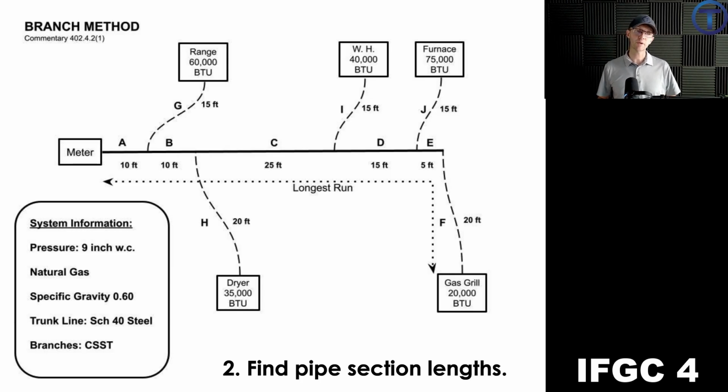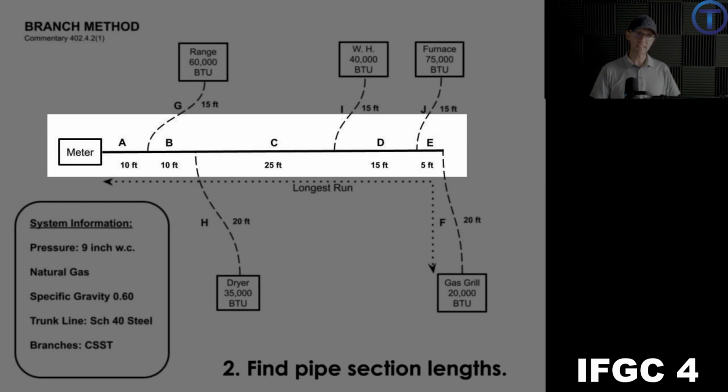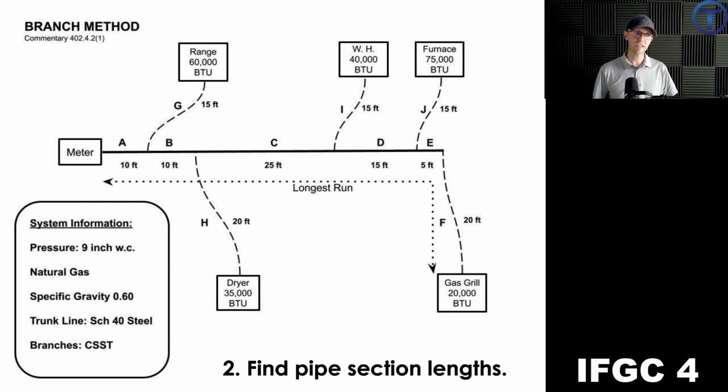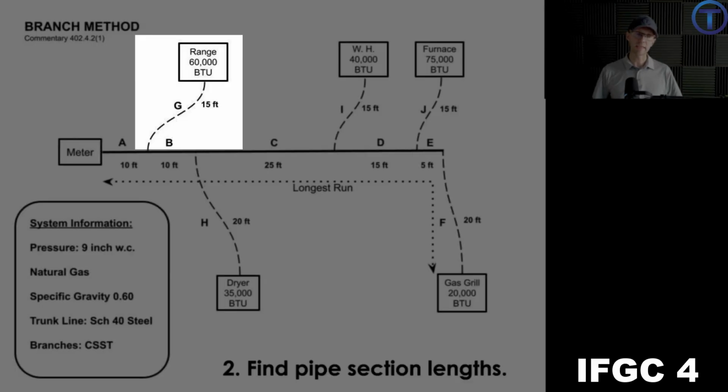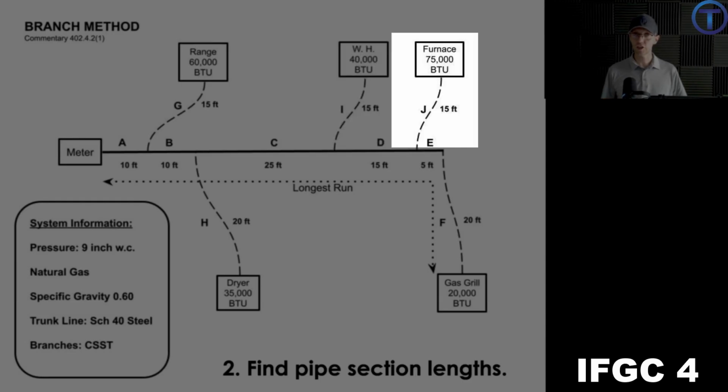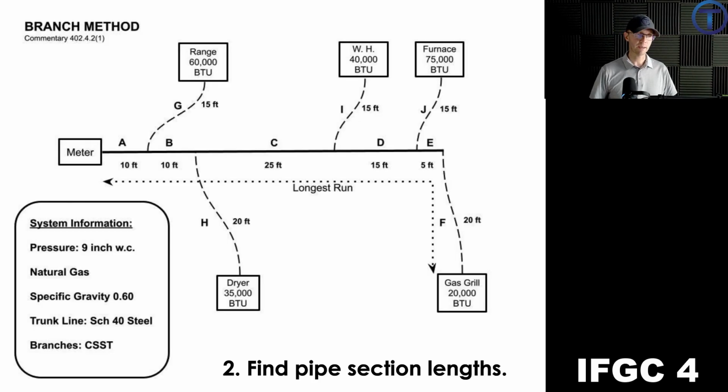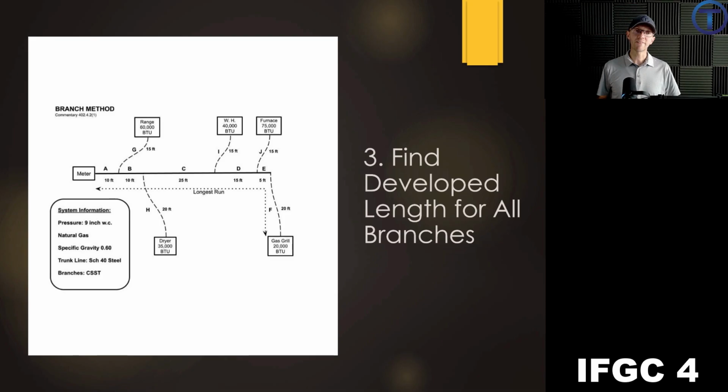Moving on to the next step, we're going to find our sections of pipe. Now, A, B, C, D, and E, those are all the steel pipe, and we're going to call those our sections with the branches coming off. We're going to size each of those sections separately because they each carry a different amount of BTUs. Then we also have our branches, which are F, G, H, I, and J, and we'll be sizing each of those separately. Step 3 is to find the developed length for all of those sections and branches.